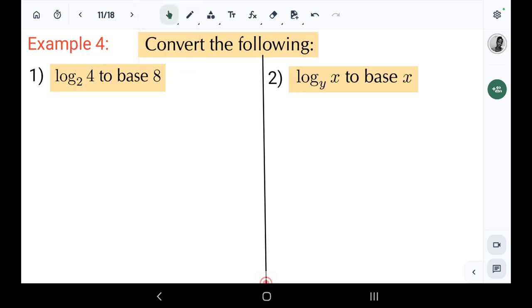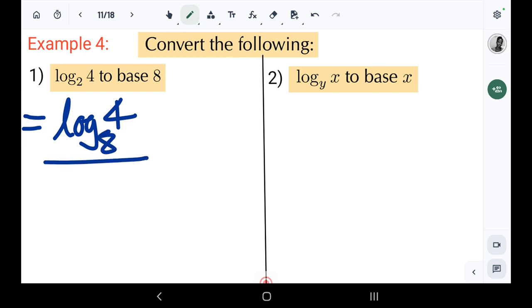Example 4. Convert the following: the log of 4 to the base 2 to base 8, and this one to base x. So what you do here is you use that law that can convert to a different base. So that is the log of the number to the base 8 over the log of the base to the base 8 as well. And that's how you convert that.